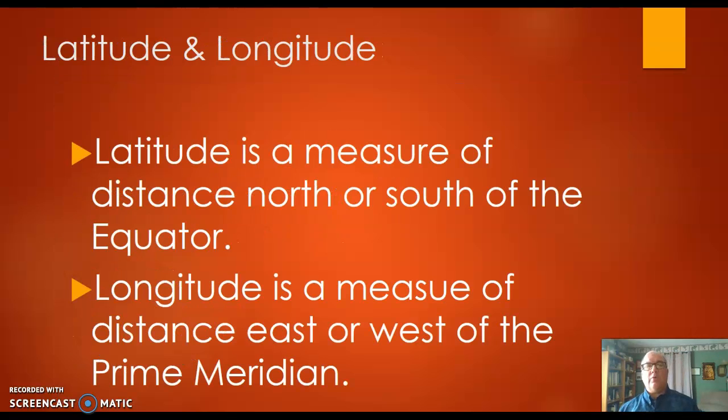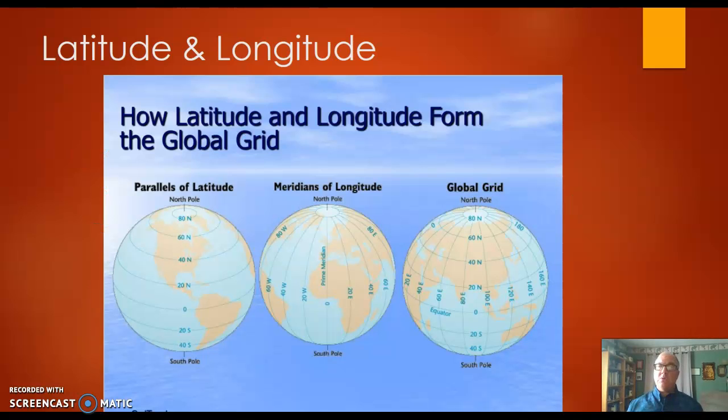Then lastly, you worked with latitude and longitude, and the idea that latitude is a measure of distance north and south of the equator, and longitude is a measure of distance east and west of the prime meridian, and that we use those different measurements to create a global grid that allows us to identify any location on the earth. It has a unique address with latitude and longitude.